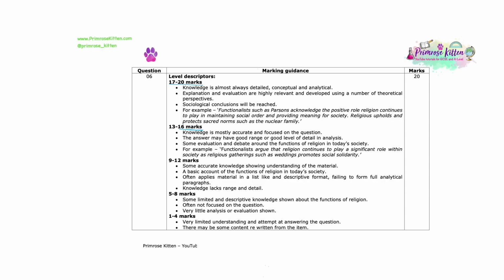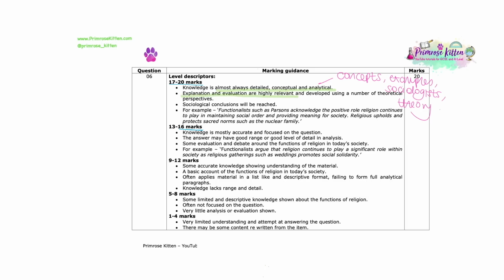Well, knowledge is almost always detailed, conceptual and analytical. That basically means you construct a full sociological essay, and within that essay, your knowledge is always supported by key sociological concepts, by specific contemporary examples, sociologists, theory. So you're just making sure that you never make a point without backing it up or supporting it. And also, when you make a point, it is analytical, i.e. you do not drift off into just describing sociology. You show how one event leads to another event. Explanation and evaluation are highly relevant.